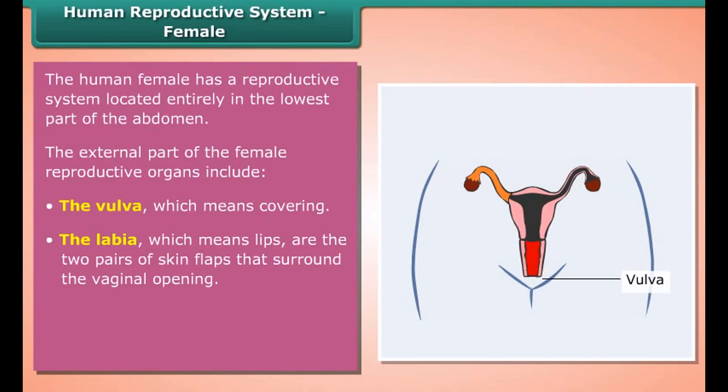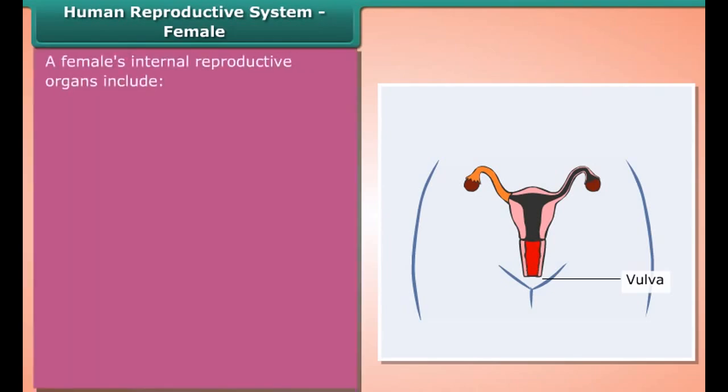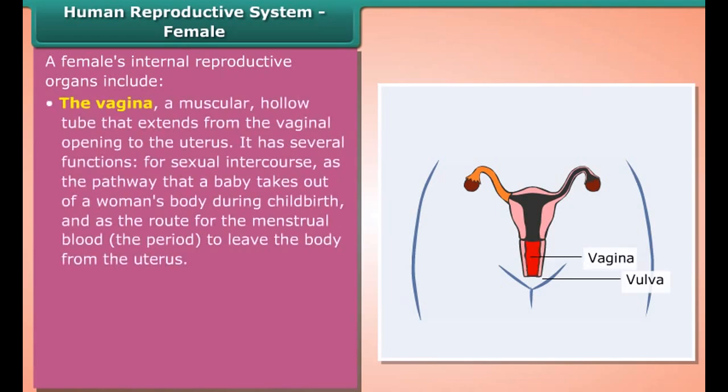Human reproductive system. Female. The human female has a reproductive system located entirely in the lowest part of the abdomen. The external parts of the female reproductive organs include the vulva, which means covering; the labia, which means lips, are the two pairs of skin flaps that surround the vaginal opening; and the clitoris, a small sensory organ located toward the front of the vulva where the folds of the labia join.